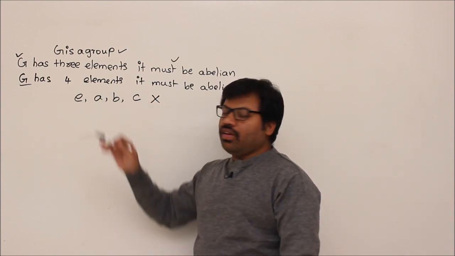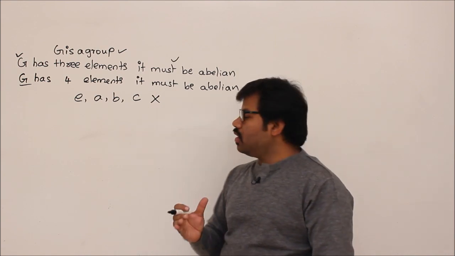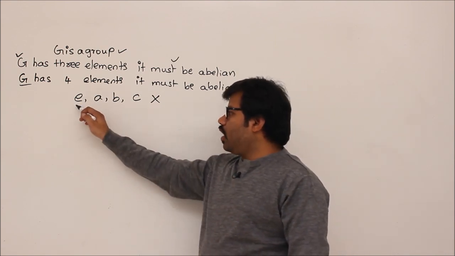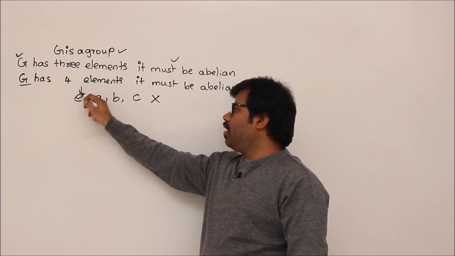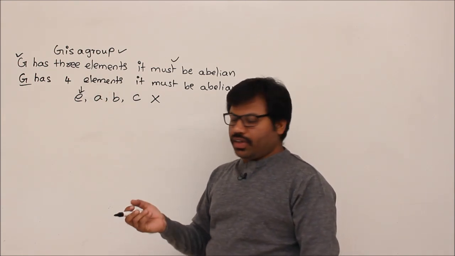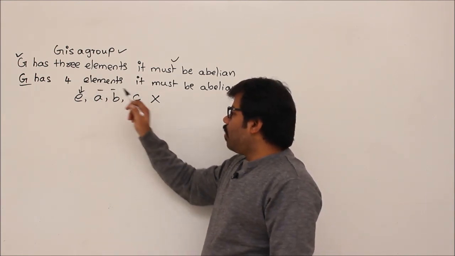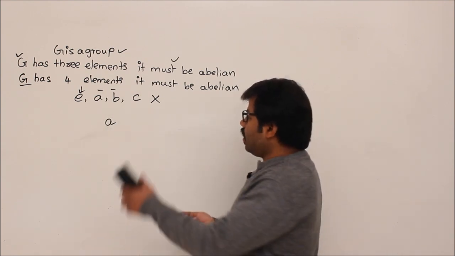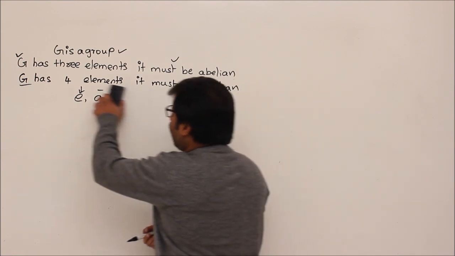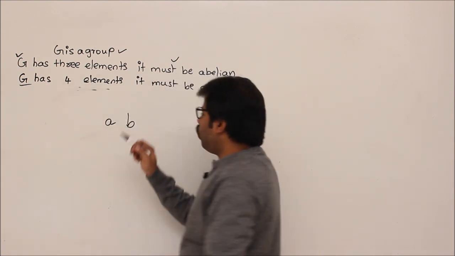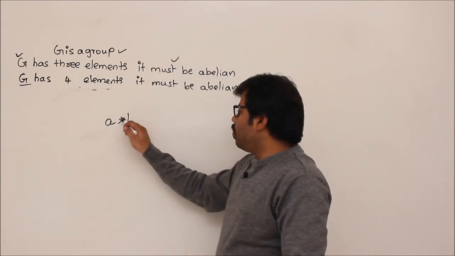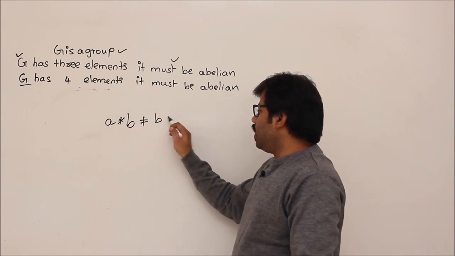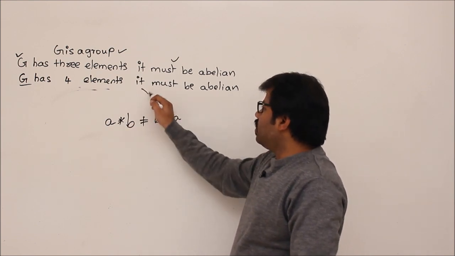If it is really wrong, there should be some 2 elements, and out of them one cannot be E, because E is always commutative, right? So maybe some other 2 elements like A comma B or B comma C, anything. So we assume that the 2 elements are A comma B. For these 2 elements, A star B not equal to B star A, then only this statement is wrong.